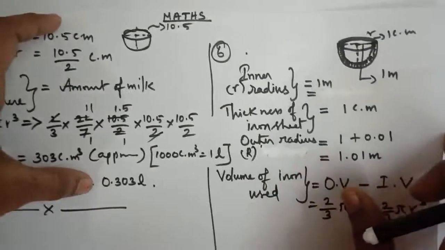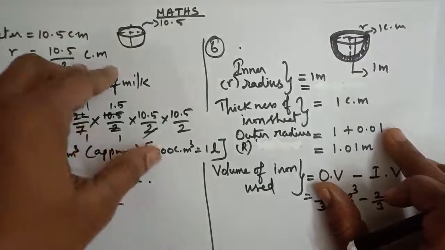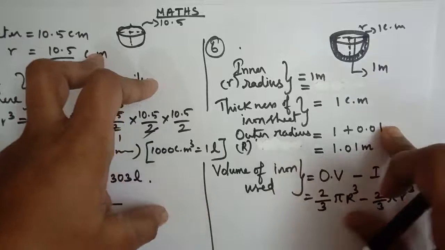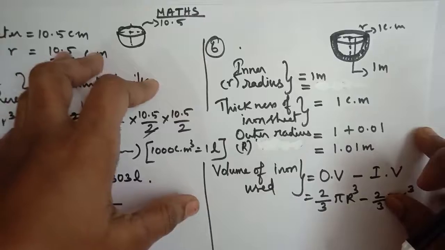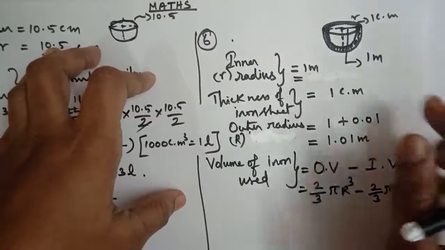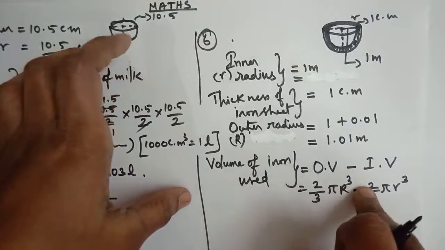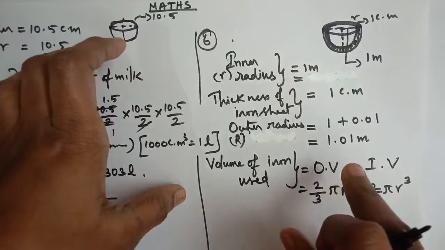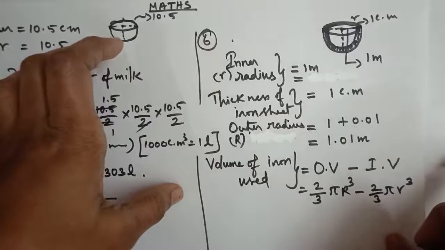Next, sixth question. Students listen. A hemispherical tank is made up of an iron sheet 1 centimeter thick. If the inner radius is 1 meter, then find the volume of the iron used to make the tank. Students listen, here in this question you have to find something different. Already I have taught you this type of question in the cylinder question, the same type of question in previous videos. You just go through it.